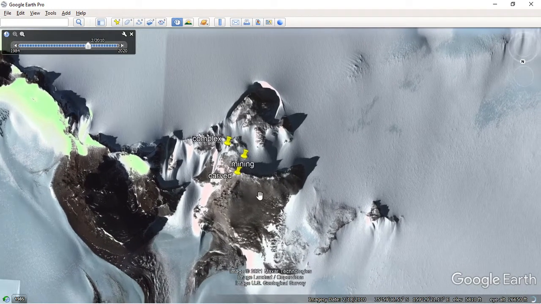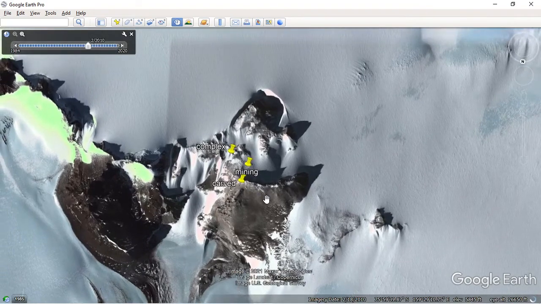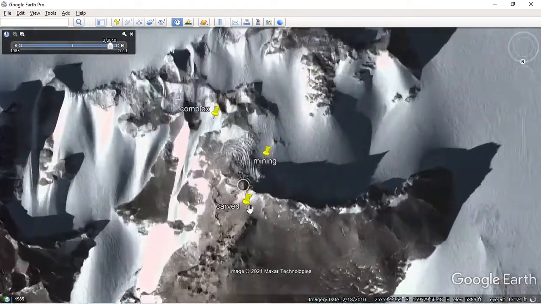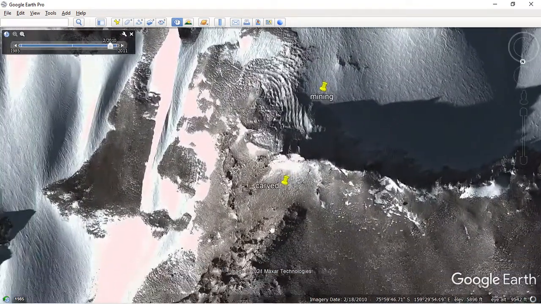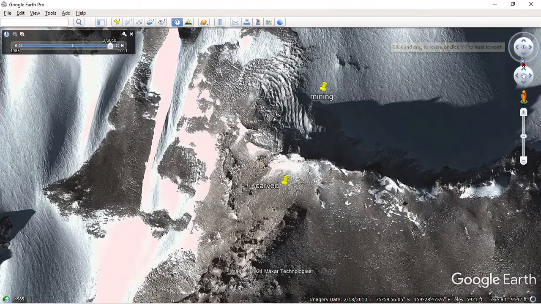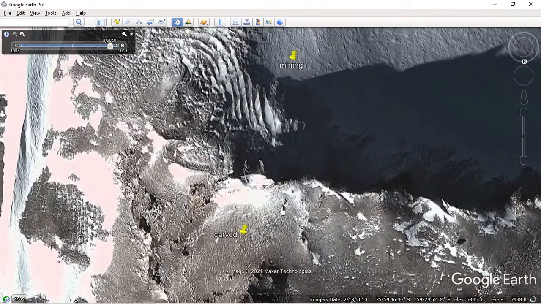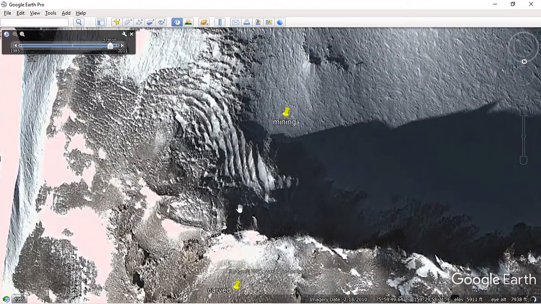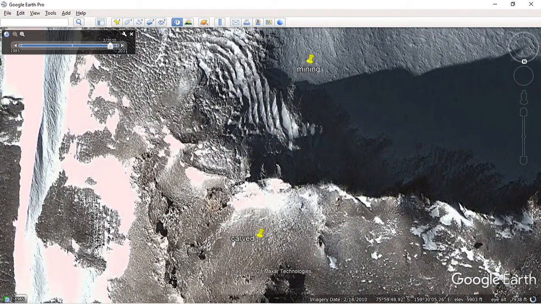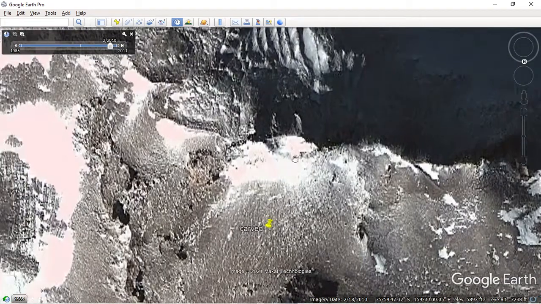Hello, everybody. On this post, I'm going to revisit this area that I've labeled mining because I've got more information to add to the previous post that I talked about this on. And it's going to come even more clear why I think this is some kind of mining operation, not recent. It looks old. It looks really old. But let's have a look here.